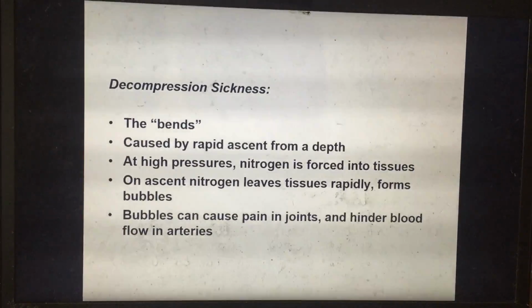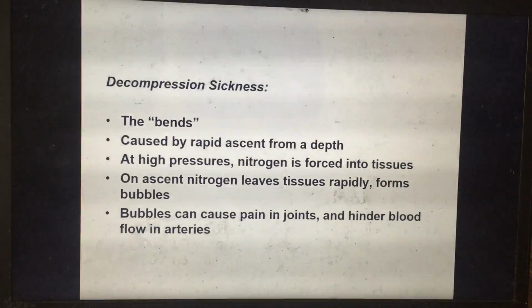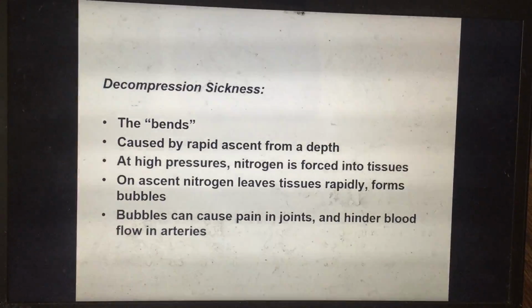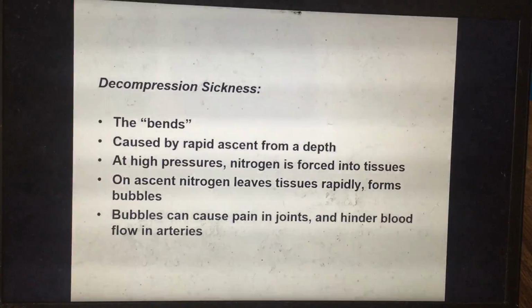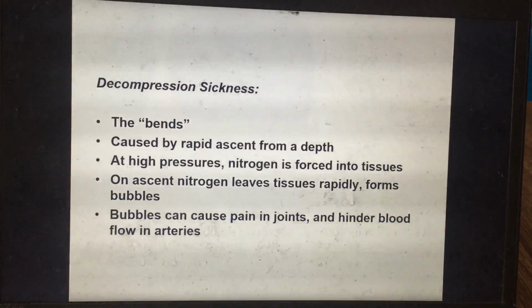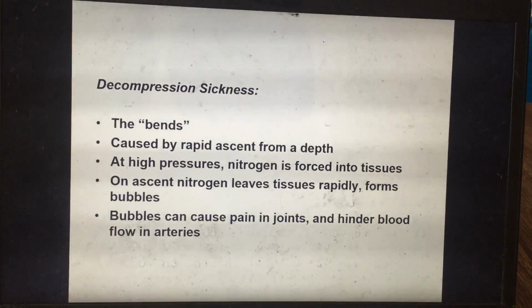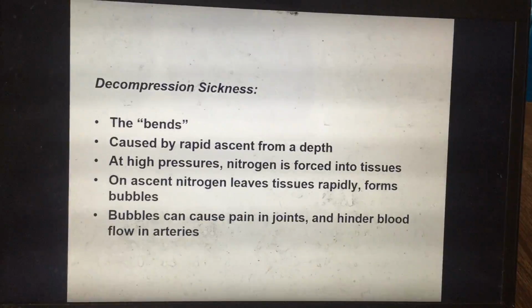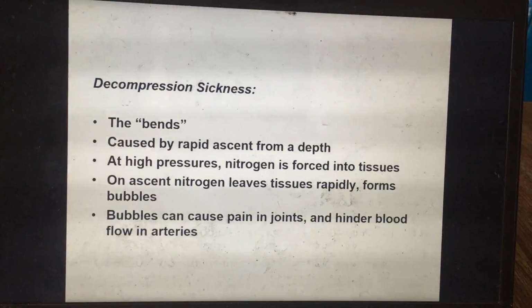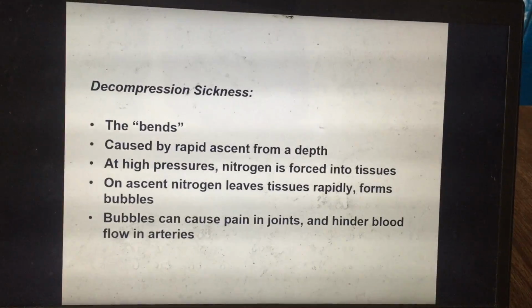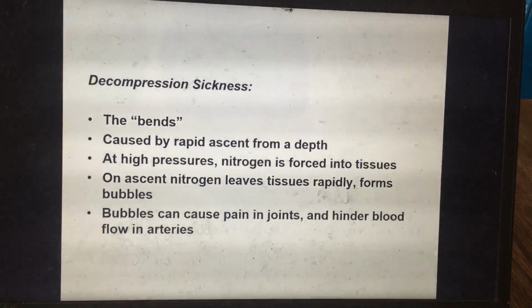This happens because at high pressures, for example, when you're diving, nitrogen is forced into tissues. And then if you ascend too rapidly, the nitrogen leaves your tissues and forms bubbles in your blood. And these bubbles can cause pain in your joints, and they can also cause blood clots that hinder the blood flow through your arteries. So this can be fatal if, for example, you have a blood clot leading to your lungs or leading to your heart.